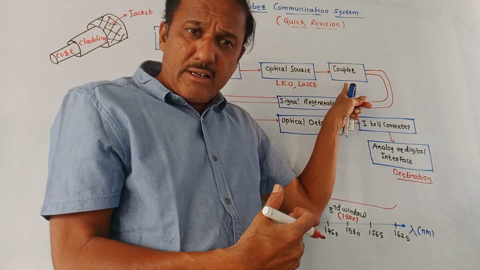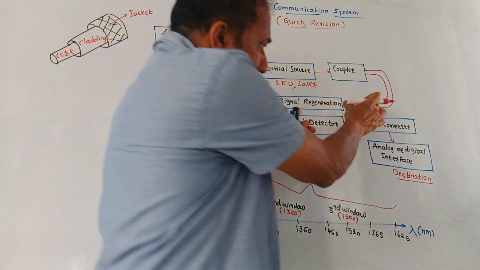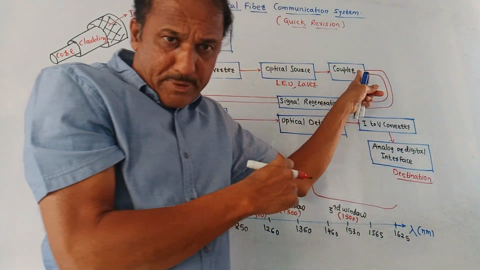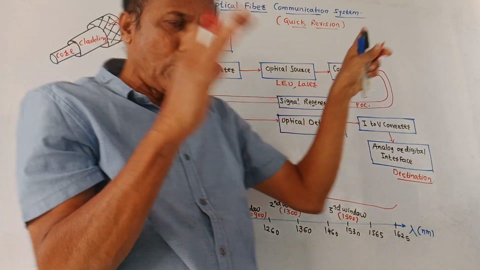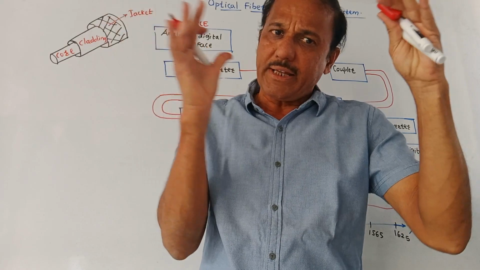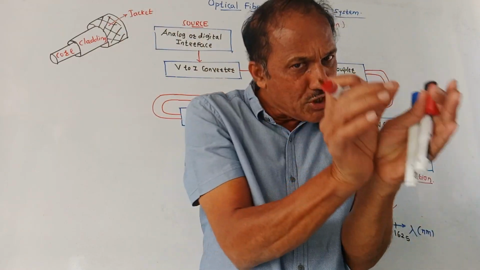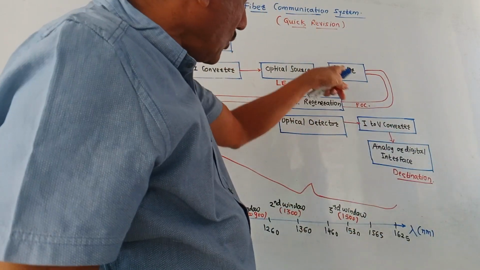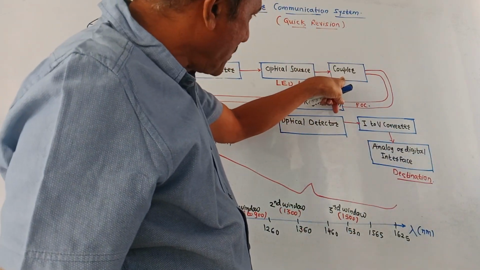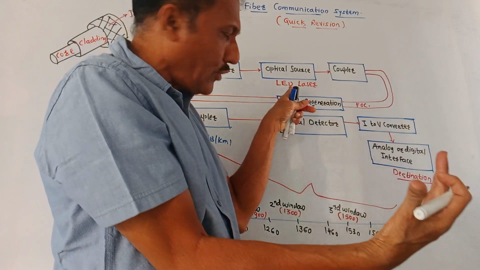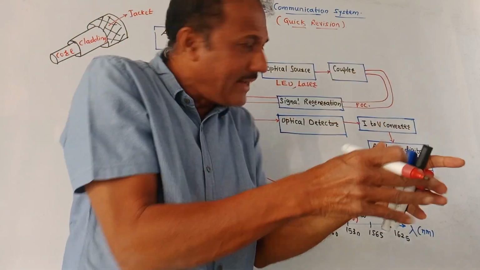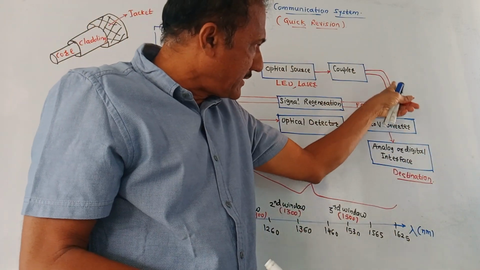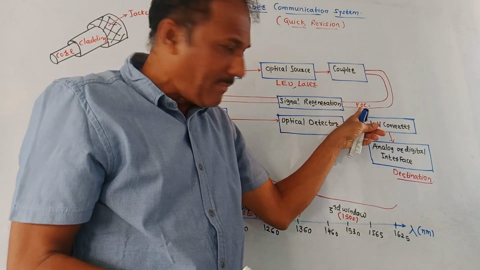Then at the output side of this is the fiber optic cable. At the input of the fiber optic cable, at the source end, we have to use one coupler. A coupler is a device, as the name indicates, which couples the optical source to the fiber optic cable. So this is the function of the coupler. For example, if you are using an LED, it couples the light of the LED to the optical cable. This red portion shows the fiber optic cable.